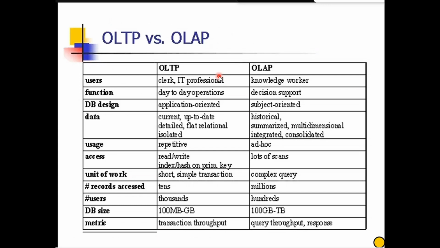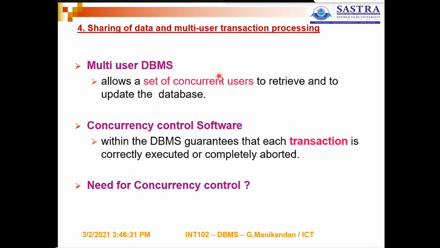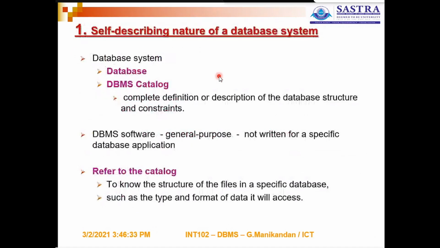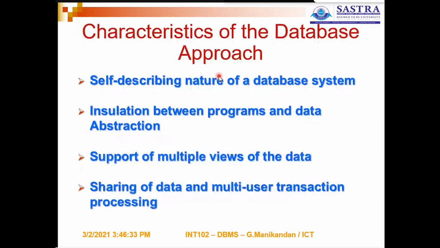So that is with respect to the characteristics of a database system. So what are the characteristics? First one is self-describing nature of a database system. Second one is insulation between programs and data abstraction. Third one is it provides support for multiple use of data. And fourth characteristic is sharing of data and the multi-user transaction process.